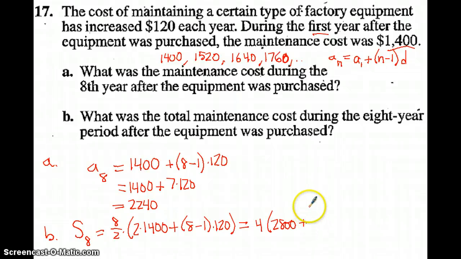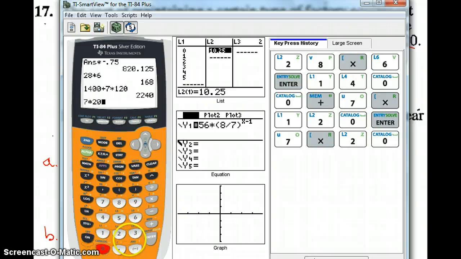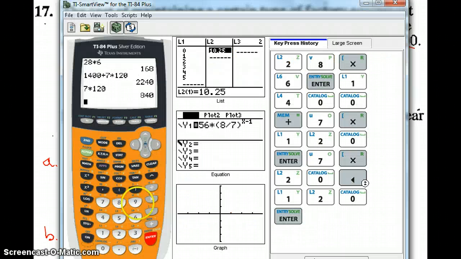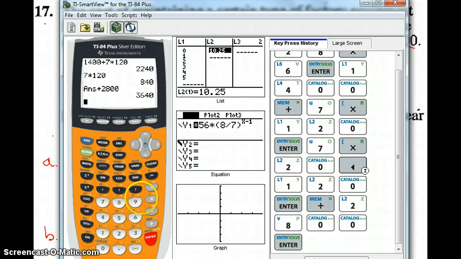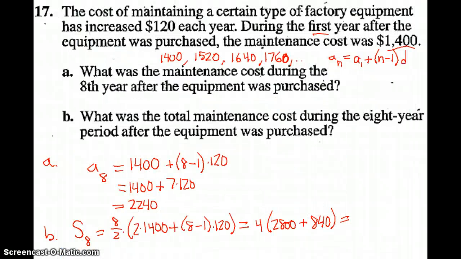Plus 7 times 120. Didn't I just do so? Oh, I did, but I couldn't really see it. 7 times 120. Whoops. Calculator, please catch up with me. I should be able to do that in my head by now. 840. 840 plus 2,800, times 4. Great. 14,560.